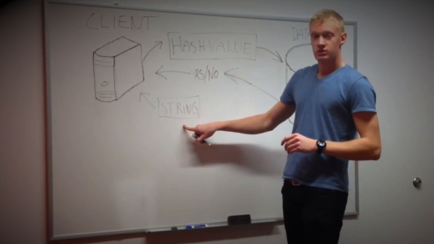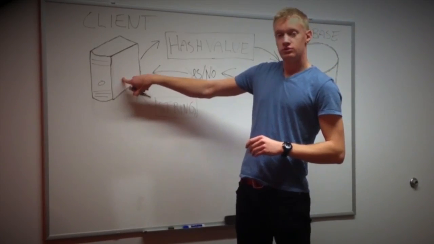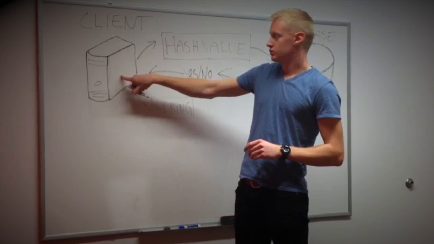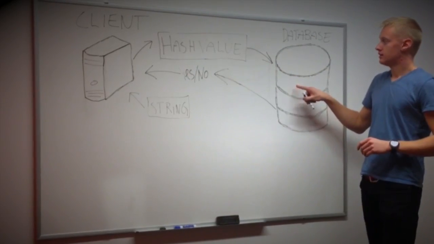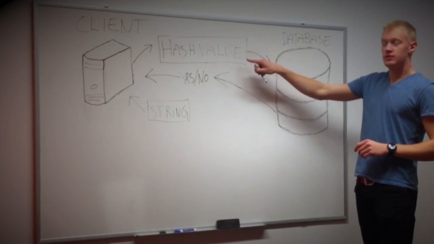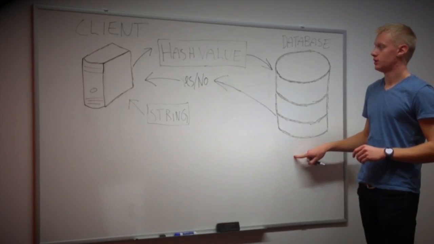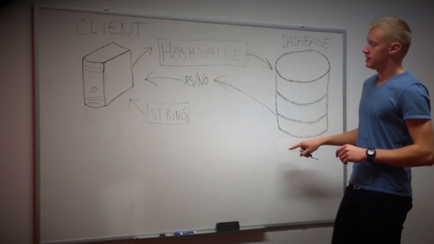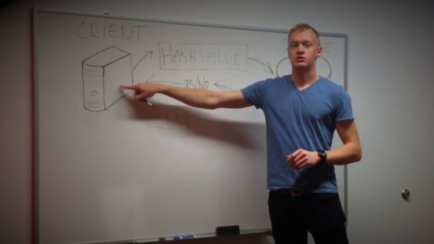You enter a string of text, which is your password. Your computer performs the hash function and sends the hash value to the database. The database compares the hash value that you sent to the hash value that's on file for you. Then it sends a rejection or approval to the client, which lets you log on to the website.